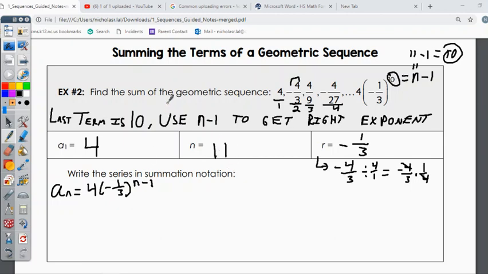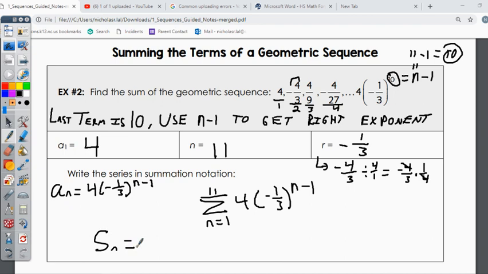All right? So when we write this in summation notation, we can have our sigma notation. Our starting number is 1. Our stopping number is 11. We'll have our sequence value, 4 times negative 1/3 to the n minus 1 power. All right?